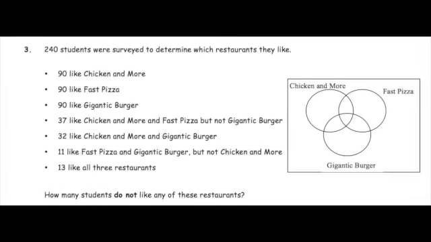240 students were surveyed to determine which restaurants they like. 90 like Chicken and More, 90 like Fast Pizza, 90 like Gigantic Burger, 37 like Chicken and More and Fast Pizza, but not Gigantic Burger, 32 like Chicken and More and Gigantic Burger, 11 like Fast Pizza and Gigantic Burger, but not Chicken and More, 13 like all 3 restaurants. How many students do not like any of these restaurants?